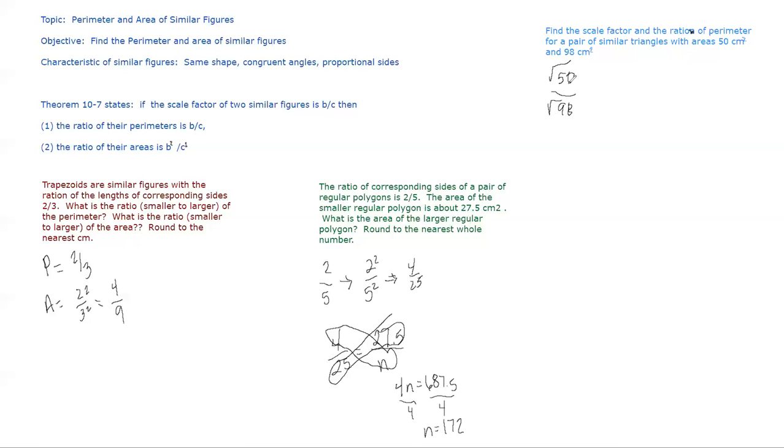I'm sorry, I'm going to simplify that first. Let's undo that. These are both even numbers, so let's simplify before we take the square root. That's going to give me 25 over 49. And then I'm going to take the square root. So simplify first, then take the square root. That's going to give me 5 over 7. So that is my scale factor and the ratio of my perimeter. So this is my answer for both.